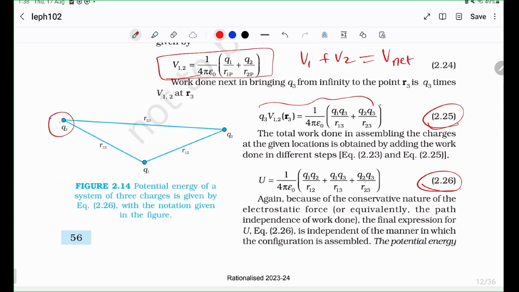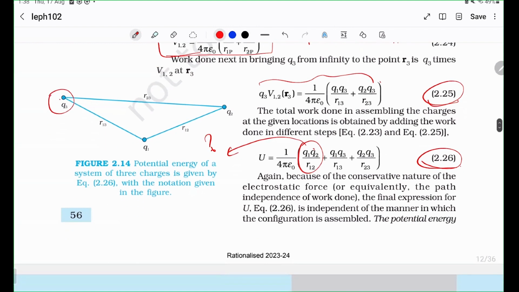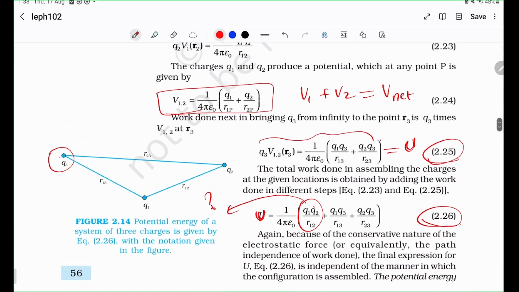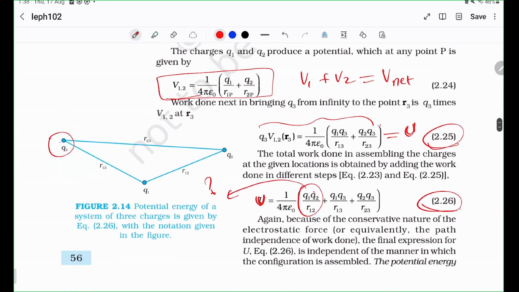Q1 Q2? Why is this extra term there, right? So remember, this is also potential energy, by the way, and this is also potential energy. So what is the deal here? Why does this have only two terms? Why does this have three terms? Well, the important distinction is what is the question asking for, right? What is the question asking for?